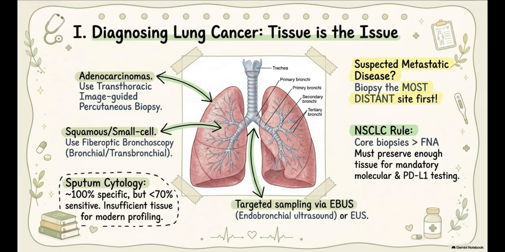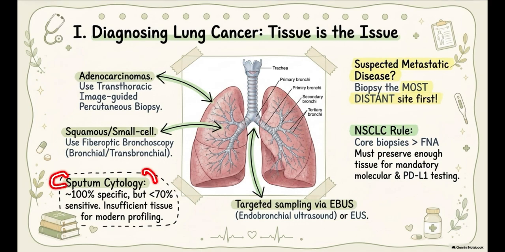We call this EBUS. There are strict, mandatory rules for these biopsies. First, you must prioritize core biopsies over fine needle aspiration. You need to preserve enough tissue for mandatory molecular and PD-L1 testing. Second, if you suspect metastatic disease, you must biopsy the most distant site first.